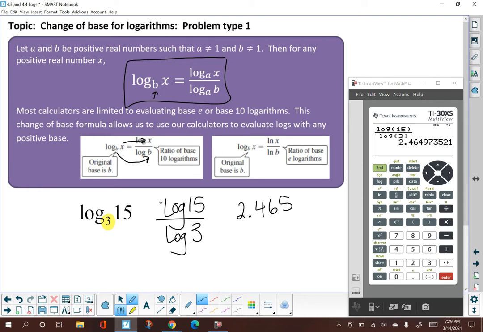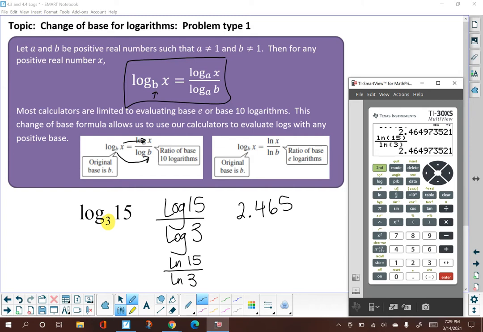So I chose base 10 here, but I could have also done this as natural logs and changed it into base e. So natural log of 15 divided by natural log of 3 gives me exactly the same answer. So as long as you use that same base both in the numerator and denominator, it'll work either way. So you can do whichever one you prefer. So that is called the change of base formula. It's the log of the argument over the log of the base.